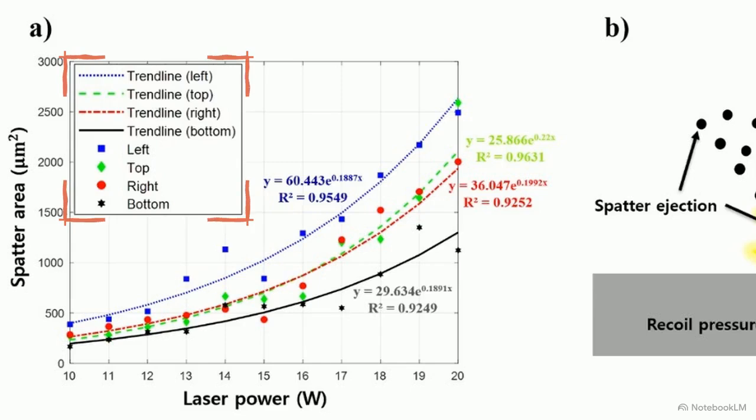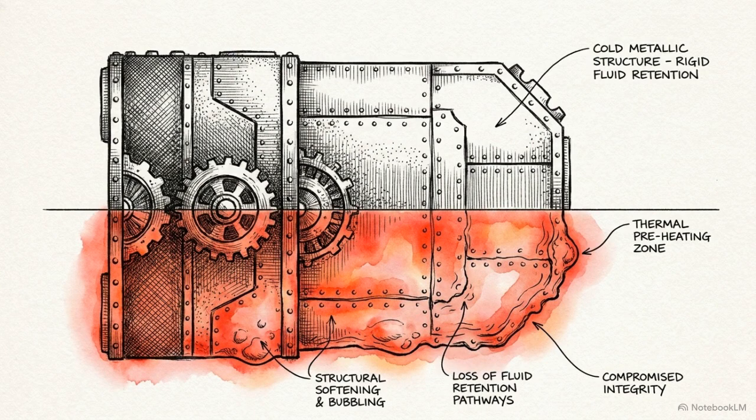This plot measures spatter area against laser power for all four boundaries. The green trend line representing the top boundary sits consistently higher than the black trend line representing the bottom boundary across every single power level tested. Cumulative thermal preheating progressively compromises fluid retention. The final stages of a continuous weld are structurally more vulnerable to high-volume defects than the initial stages.